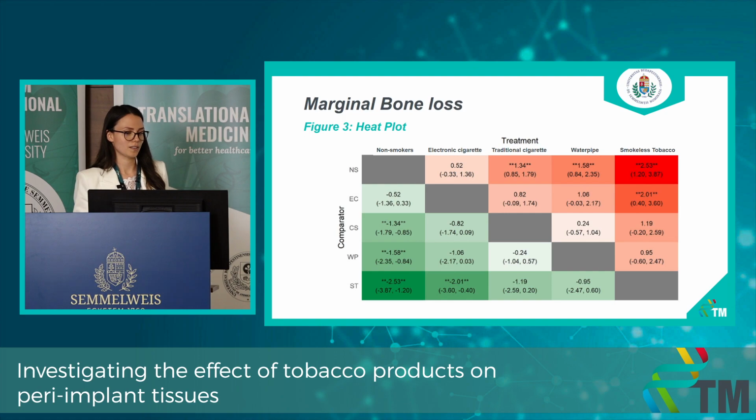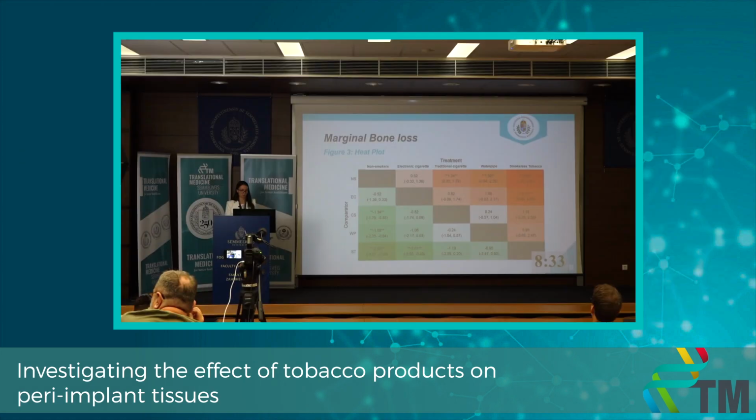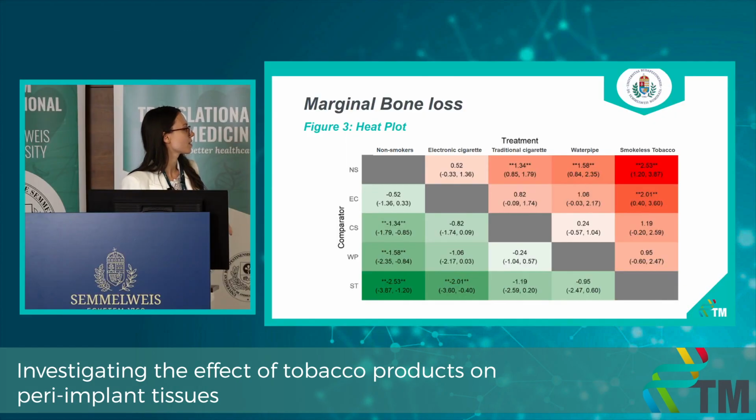The next figure is the heat plot. In this heat plot, you can see the pairwise comparisons between each product. And we can see that when we compared traditional cigarette, water pipe, and smokeless tobacco users to non-smokers, we experienced statistically significant differences, which were also clinically relevant.